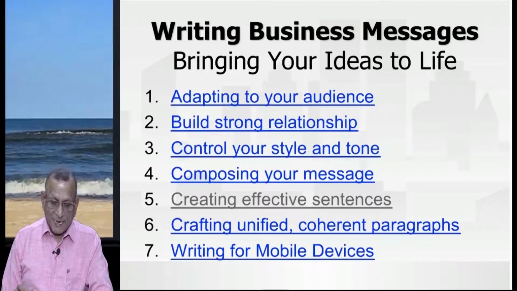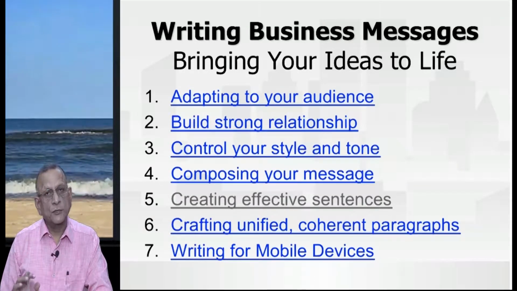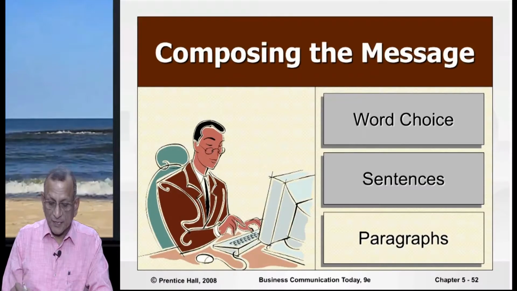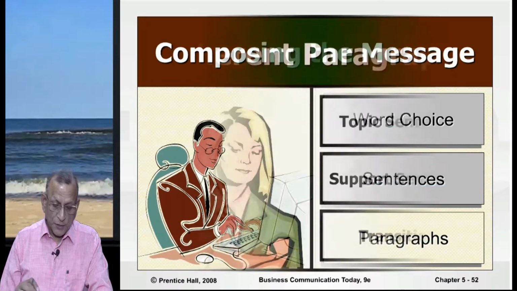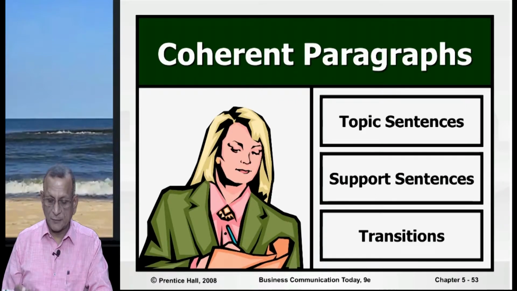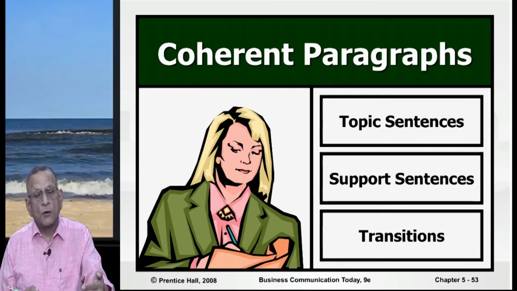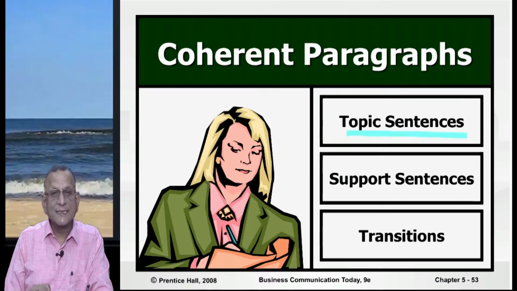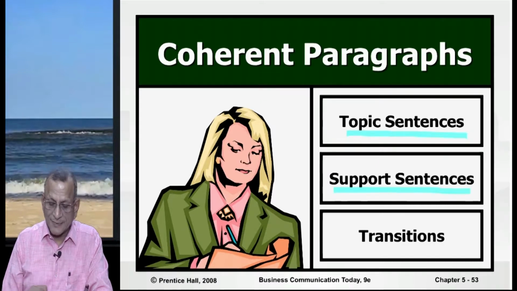Now, after understanding sentences, friends, we are left with two things. One is related to composing your message, that is choice of words, which we have understood, and sentences, which we have understood. Now it's a question of paragraphs. So we should have coherent paragraphs. What does it mean? It means that all the paragraphs are in a position to remain connected and carry a message. So we should have a topic sentence, we should have a support sentence, and then we should have transitions.